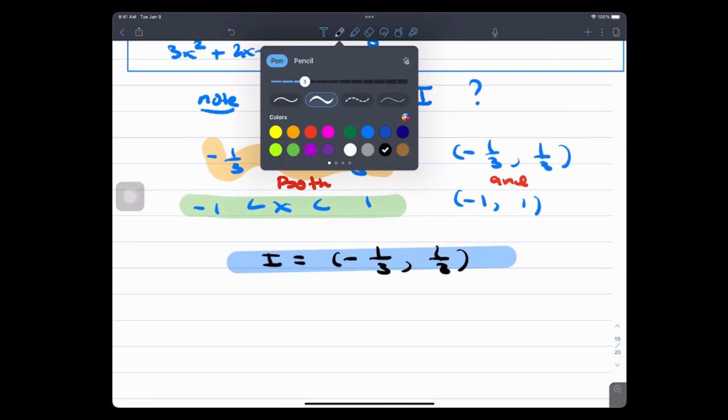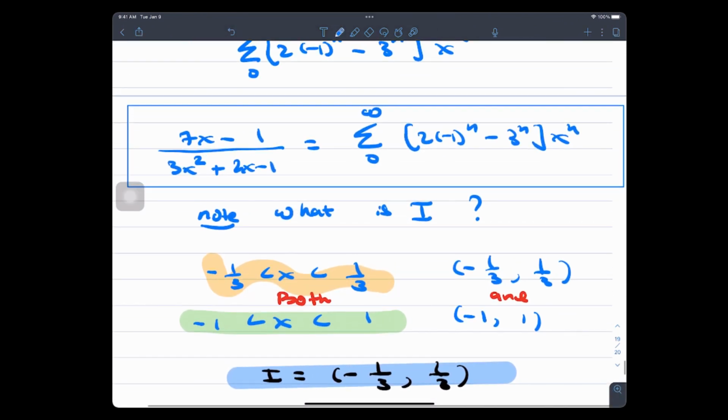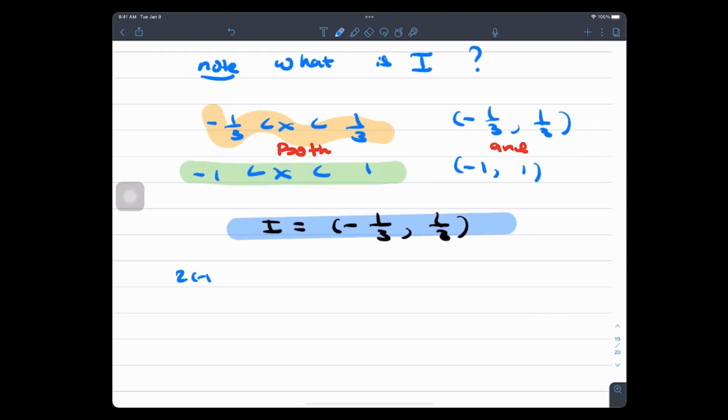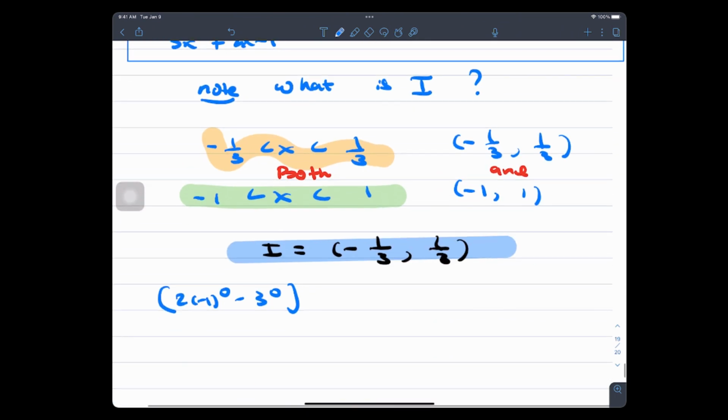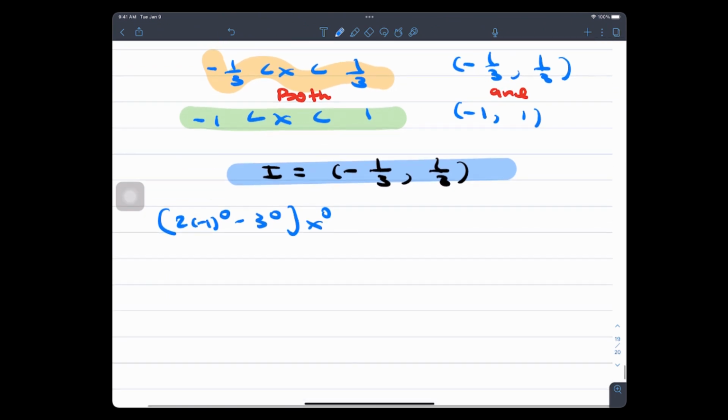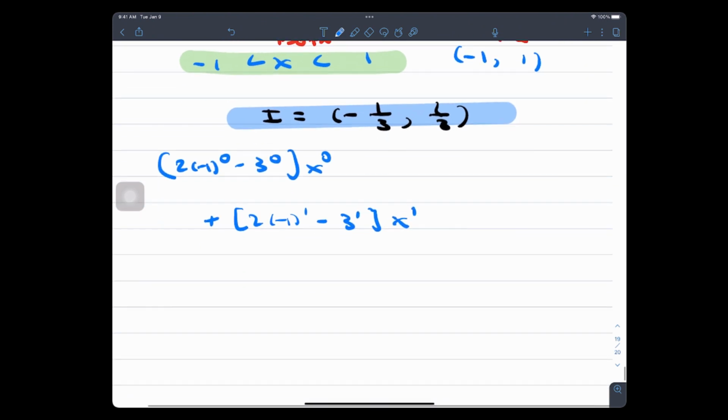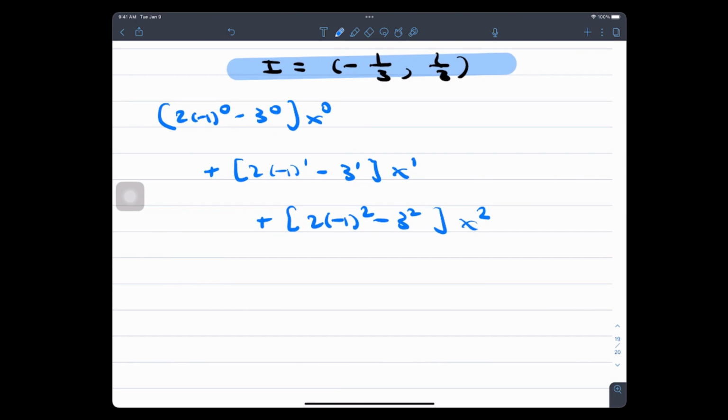It's going to be hard to see, so I'm going to try. n is 0. Plug that in. You get 2 to the negative 1 to the 0, minus 3 to the 0, that thing's going to be x to the 0. Plus 2 to the negative 1 to the 1, minus 3 to the 1, x to the first power. Plus 2 to the negative 1 squared, minus 3 squared, x squared here. So we're going to see the first three terms there.